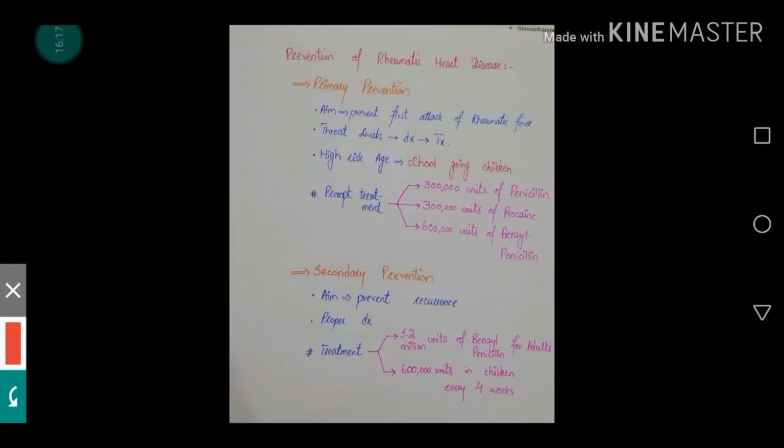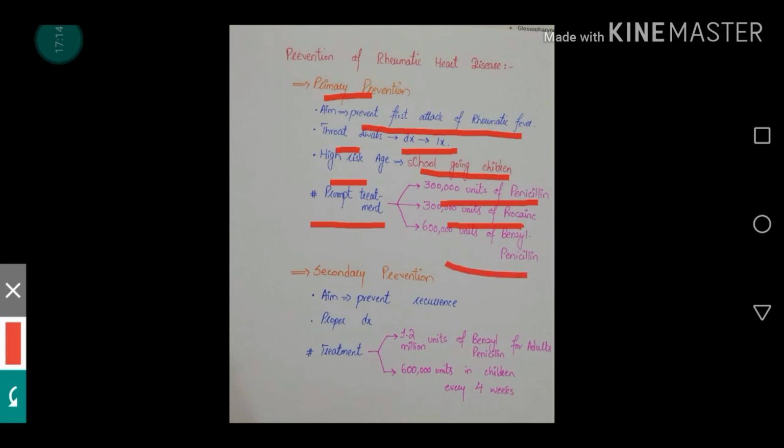Now further talking about prevention of rheumatic heart disease, we have primary prevention and secondary prevention. In terms of primary prevention, the aim is to prevent the first attack of rheumatic fever to ever occur in any patient. Now, whenever a small child develops throat problem, their swabs should be taken to have a proper diagnosis and proper treatment, because if the treatment is not given, then that child is highly likely to develop rheumatic heart disease. Now, high risk ages, the school going children, they should be properly educated, their parents should be properly educated. Now, what is the prompt treatment? This includes 3 lakh units of penicillin, 3 lakh units of procaine, and 6 lakh units of benzyl penicillin.